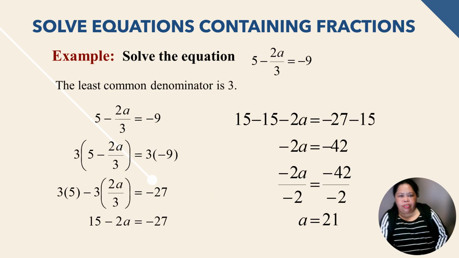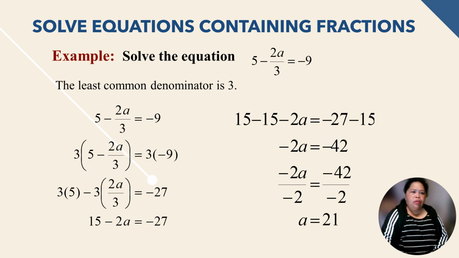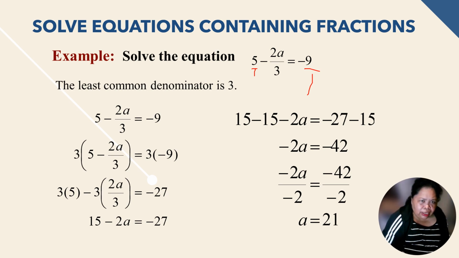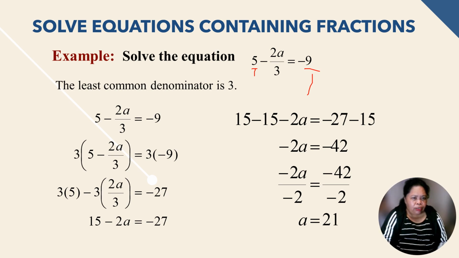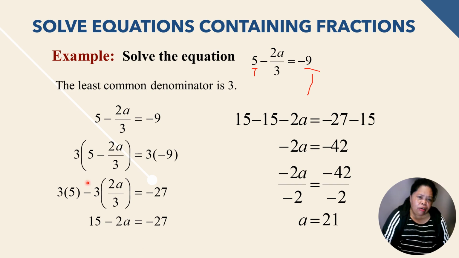Okay, let's have another example. Solve equations containing fractions. So first, if it has fractions, we really need to get rid of the fractions first. Okay, so in here, the common denominator is 3, of course. With 1 here, because a whole number has 1 as its denominator. So definitely the LCD is 3. So in here we multiply by 3 on both sides.